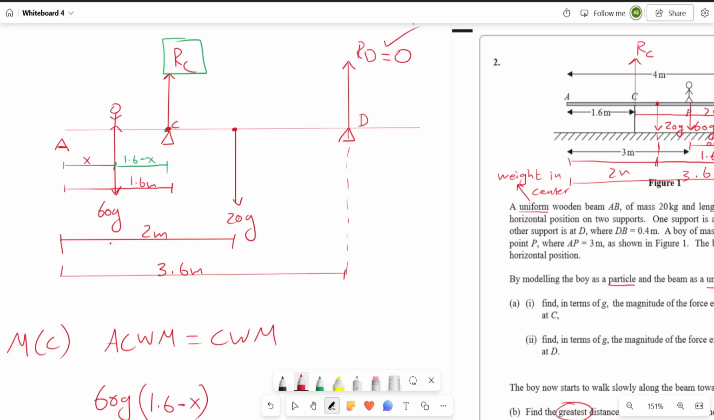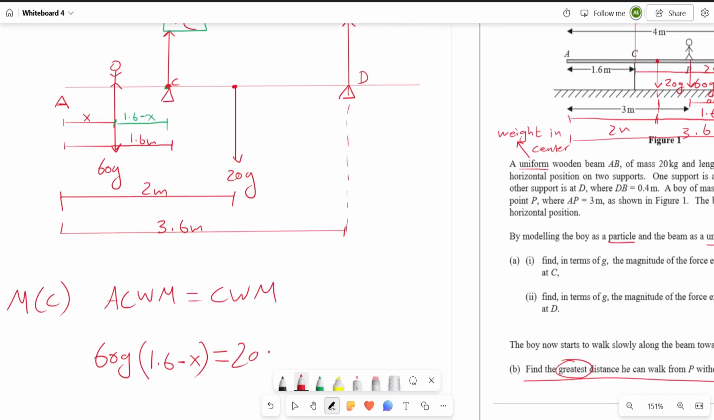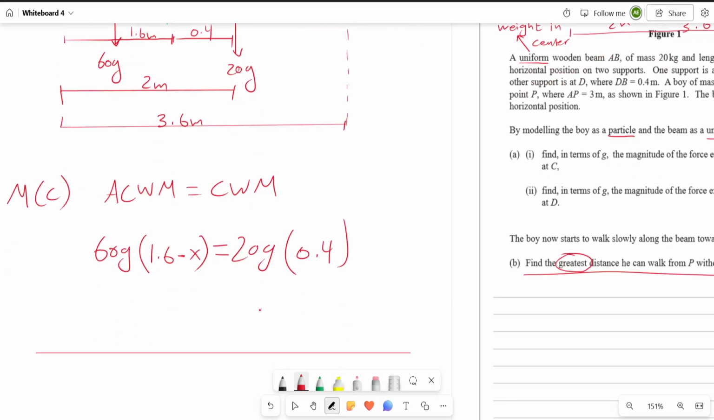Do I have any other anti-clockwise moment here? No. The second force is actually going to create a clockwise moment. It's going to create a moment in the opposite direction. It's going to be 20g multiplied by this distance over here. What's this distance? It's going to be 2 meters minus 1.6 meters, so it's going to be 0.4 meters. So this is times 0.4.